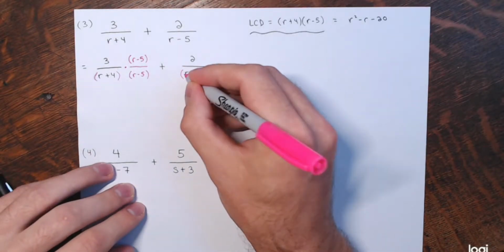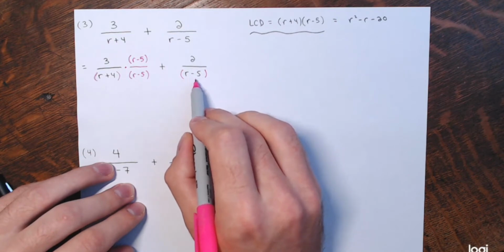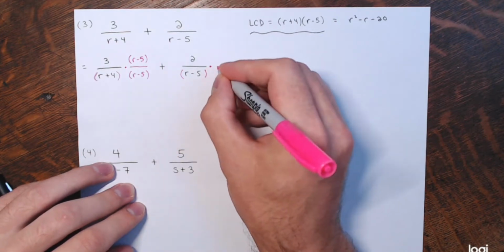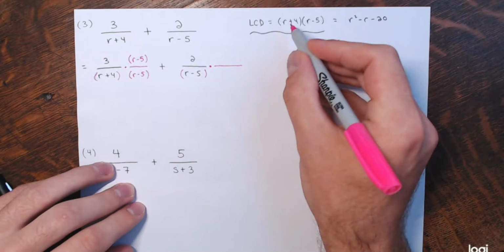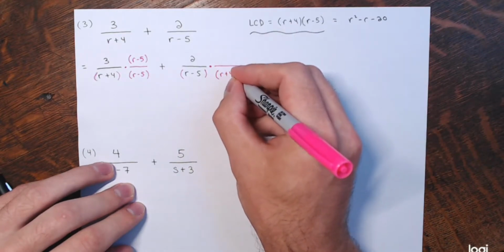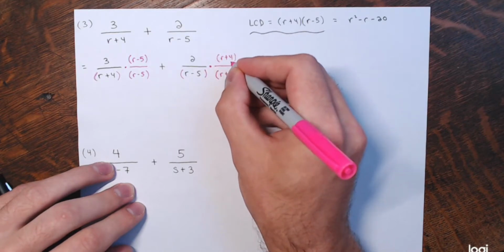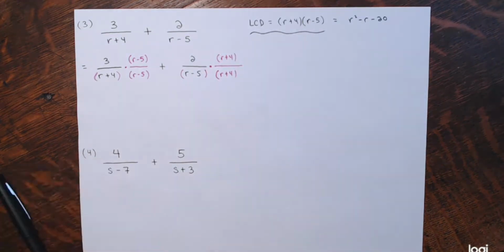And then this second fraction, 2 over r minus 5, has r minus 5 as a factor in the denominator. So the only factor it's missing is the r plus 4. So I multiply by r plus 4 in the denominator and the numerator. Again, don't forget your parentheses around these factors.